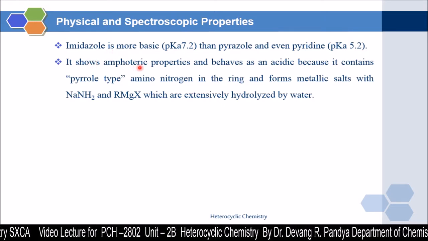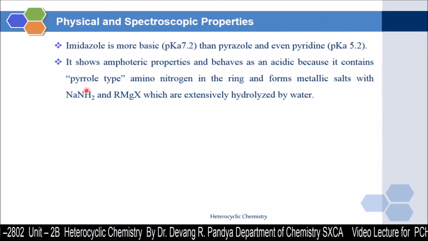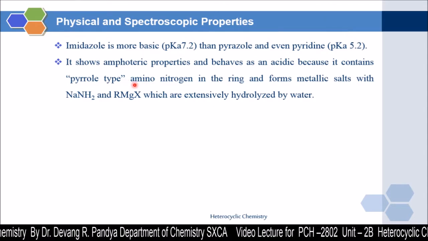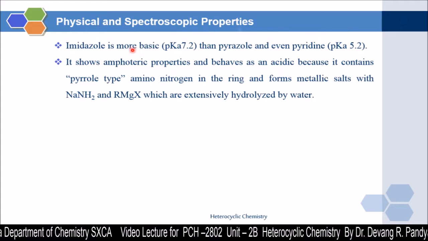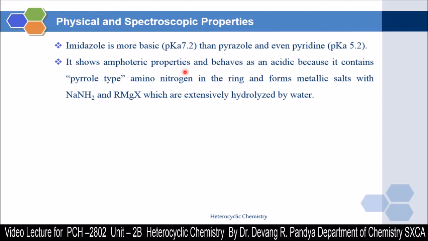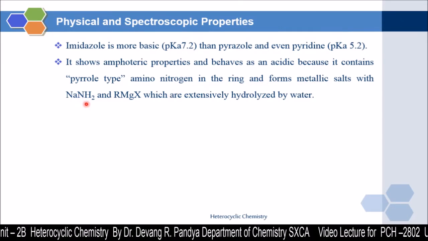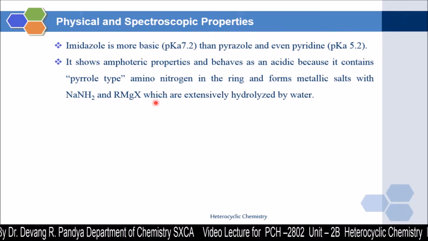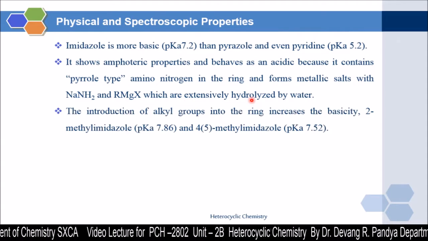It shows amphoteric properties and behaves as an acid because it contains a pyrrole-type imino nitrogen. That nitrogen has one proton, and that proton makes it acidic in nature, and it is also basic because of the tertiary nitrogen. So it is amphoteric in property and forms metallic salts with either sodium amide, NaNH2, or a Grignard reagent, RMgX, which are extensively hydrolyzed by water.